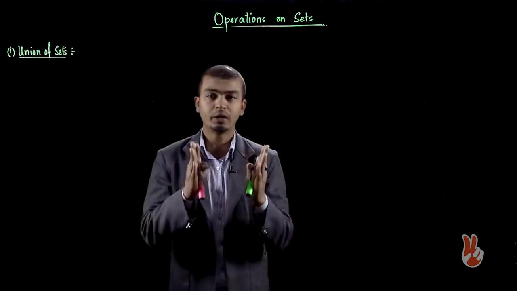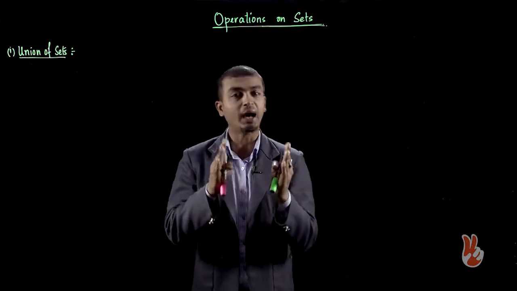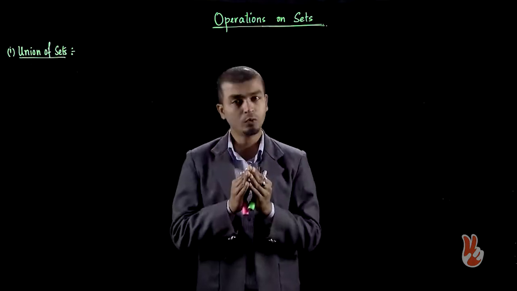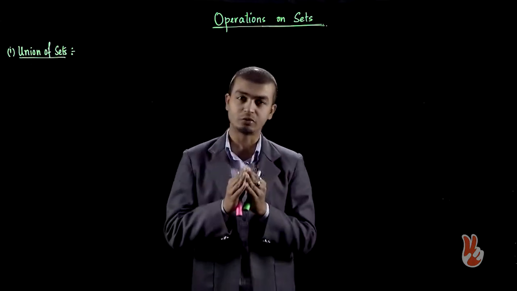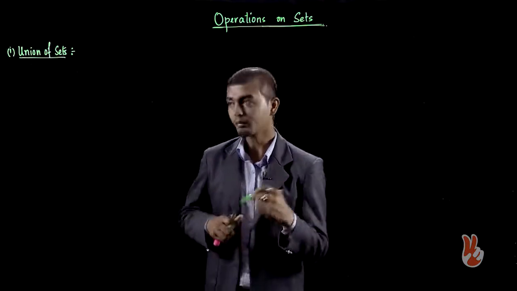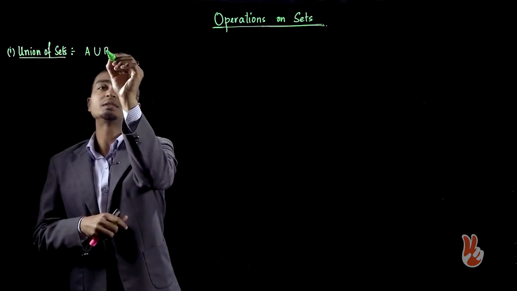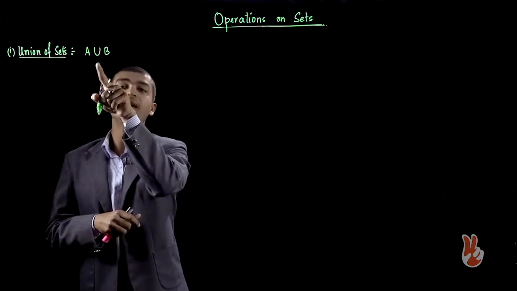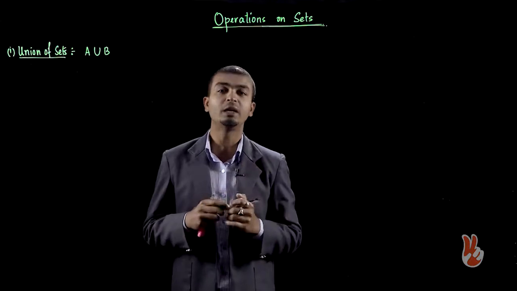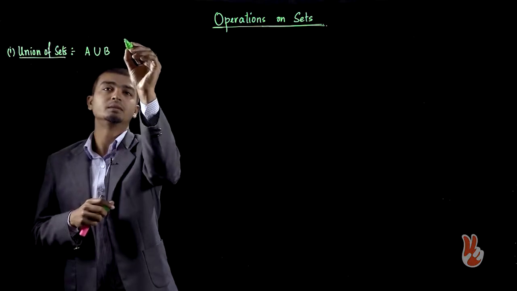Suppose A and B are any two sets, then the set of elements contained either in A or B or in both A and B will be said to be the union of the two sets A and B. Now, the symbol for union is simply A union B. Now, if I would like to represent it with the help of a Venn diagram, then it would look like this.